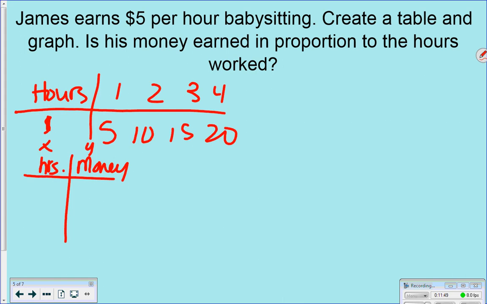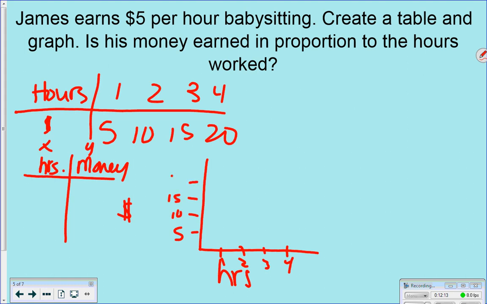Now I'm just going to quickly sketch a graph. What goes where on here? Hours on the bottom, very good, and money on the side. If you were going to do your hours axis, what would you go by? I would go by ones. 1, 2, 3, 4. On the side, what would you go by? I would go by 5. Then you graph it, and it should look like this. Pretend it goes through the origin in a straight line and then through all the dots. It's in proportion.